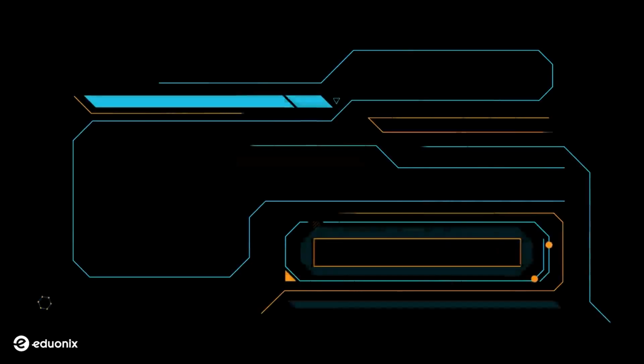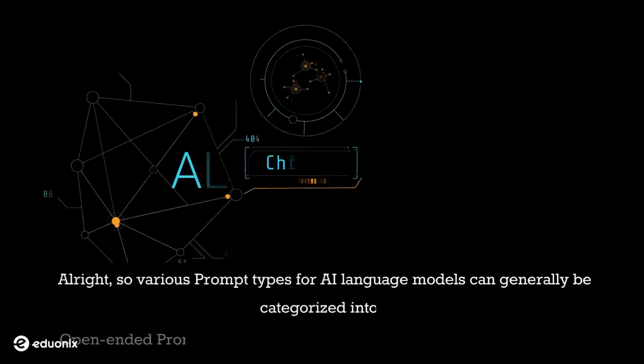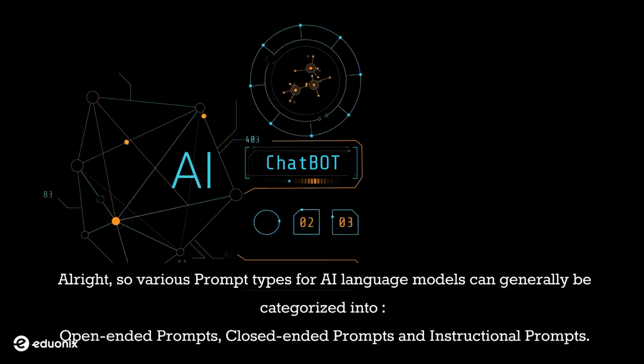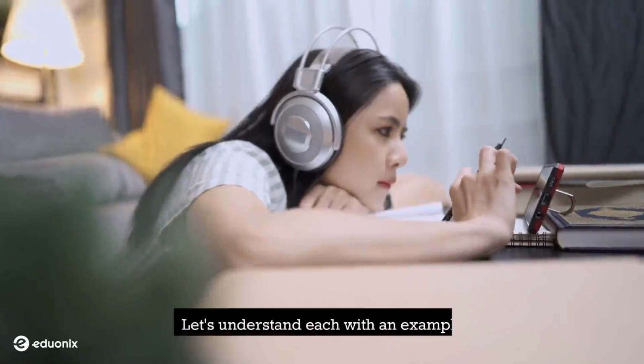Now, this video lecture is very interesting as we will understand how various prompt types for AI language models can generally be categorized. Alright, so various prompt types for AI language models can generally be categorized into open-ended prompts, closed-ended prompts, and instructional prompts. Let's understand each with an example.